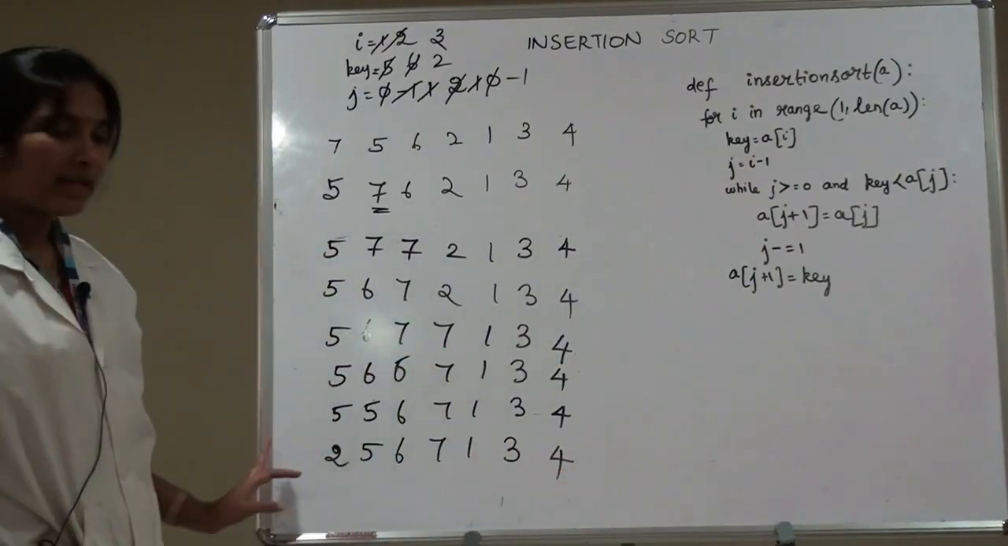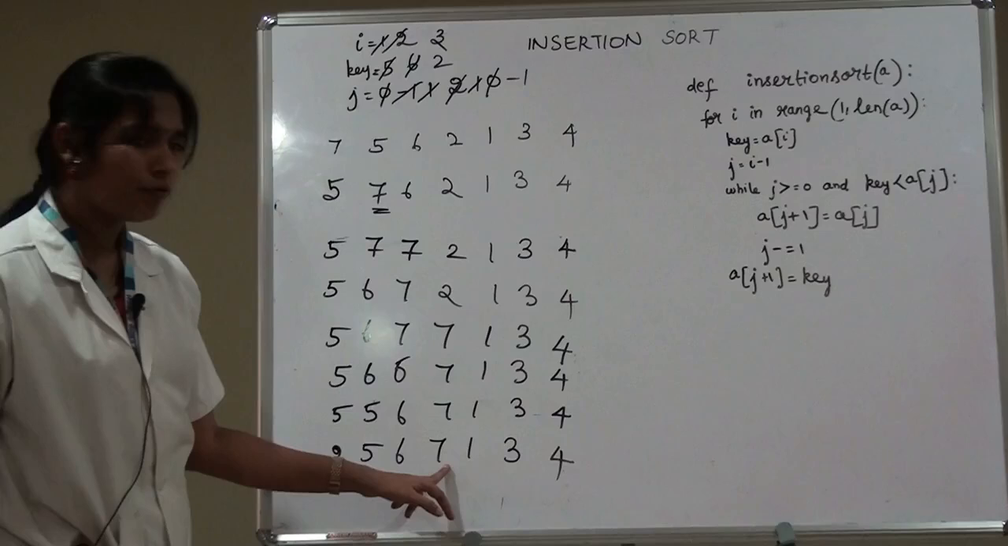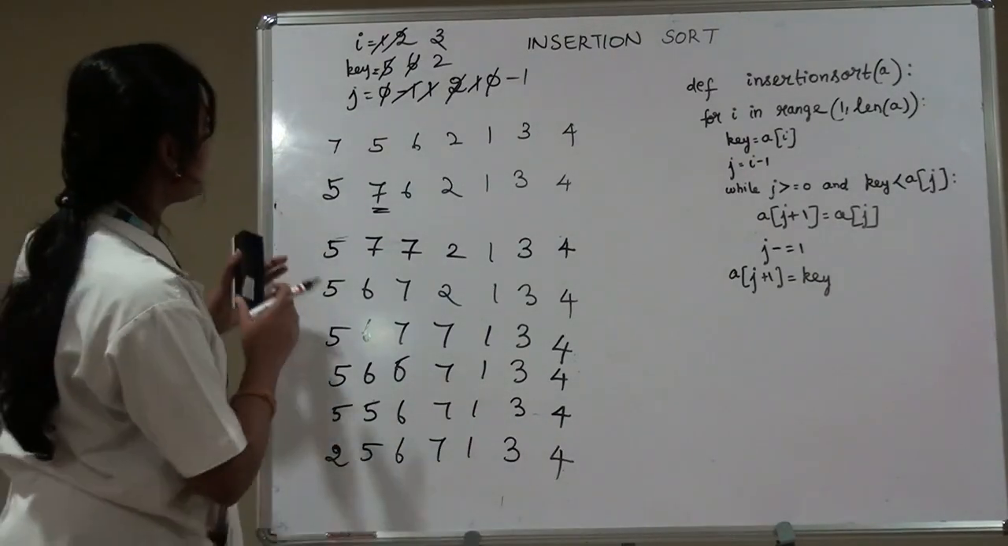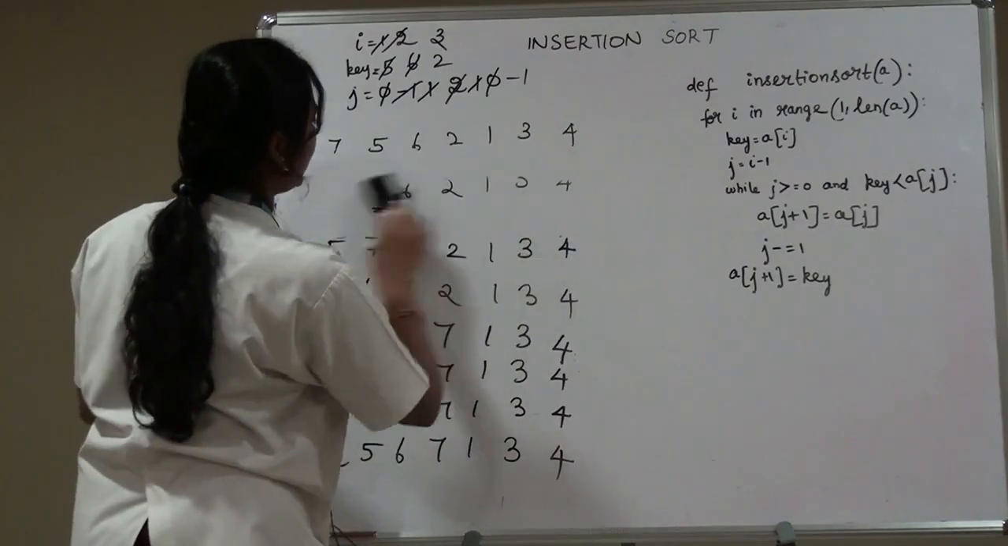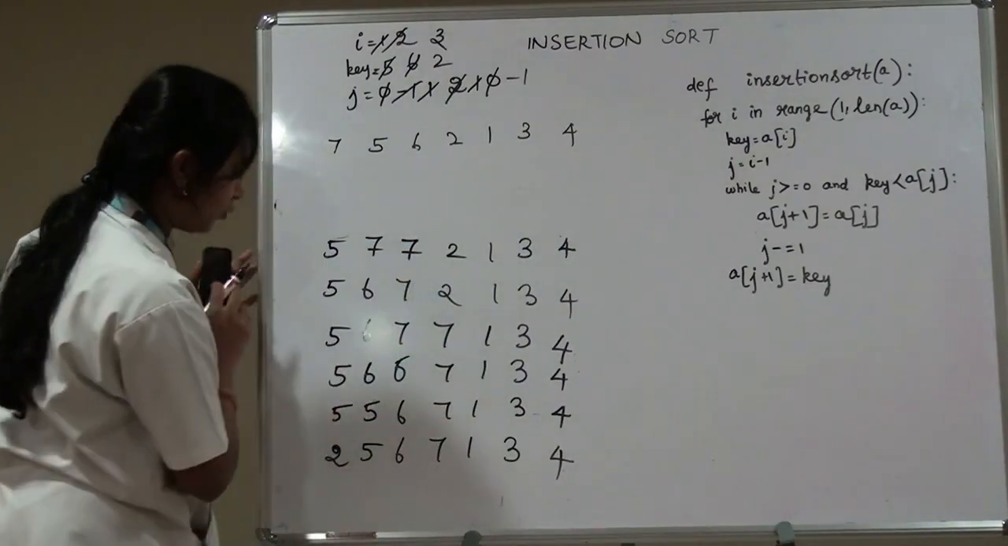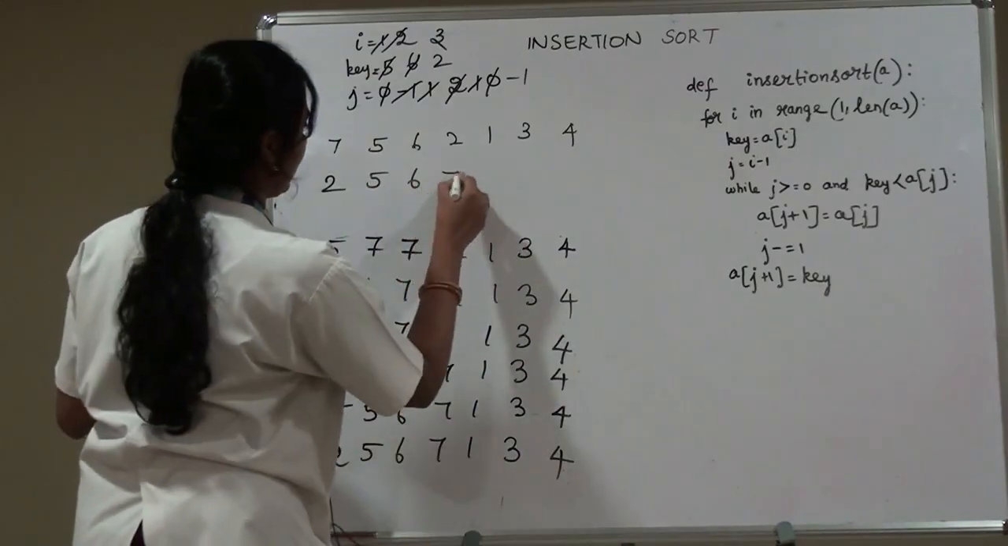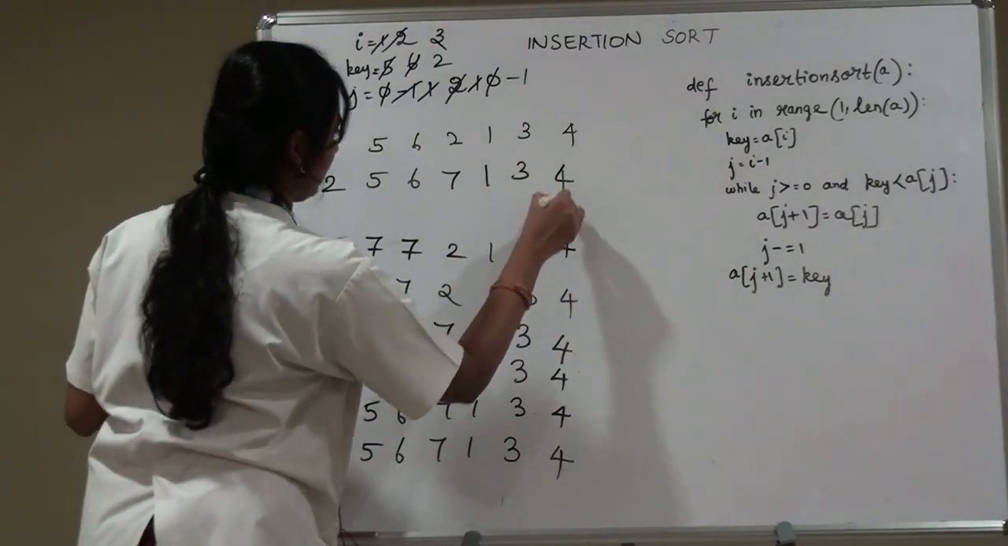Okay. Now we can see my first 4 elements are sorted. Now I will start from this again. Okay. I will write this at the top and we will continue the iteration. 7, 1, 3, 4.